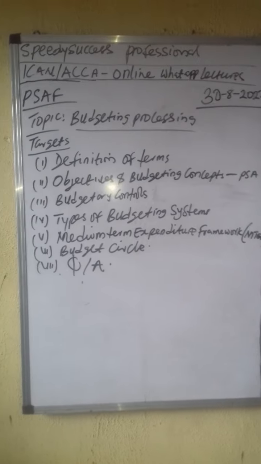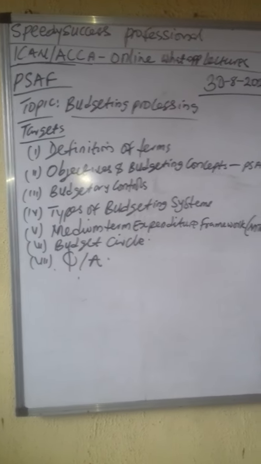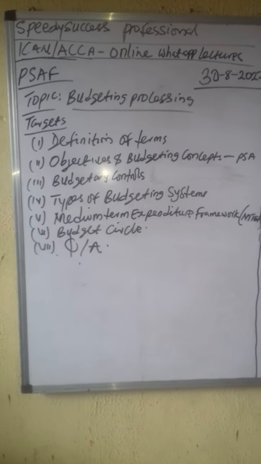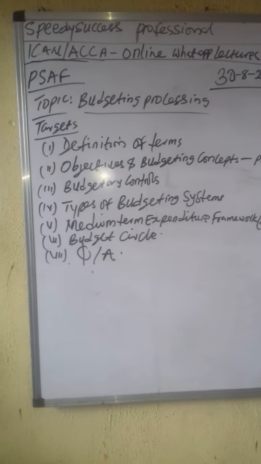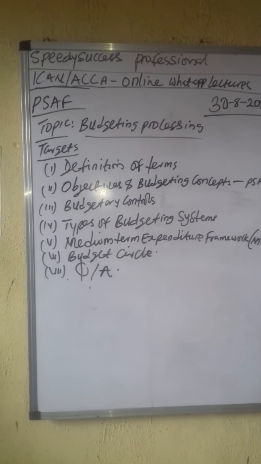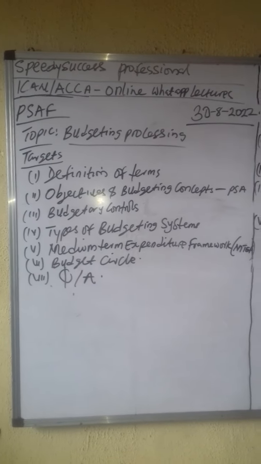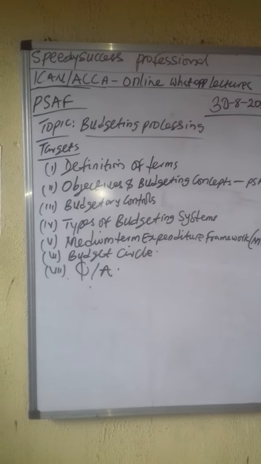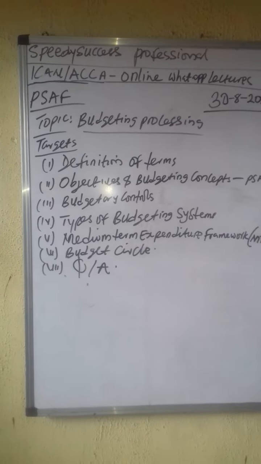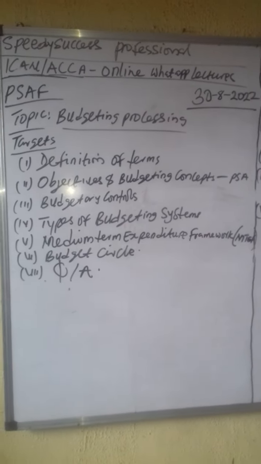I will be discussing budgeting processing. Our topic definitions include definition of terms, objectives, and budgeting concepts in public sector accounting, budgetary controls, types of budgeting system, medium-term expenditure framework, MTEF, and budgeting cycle. And after which we will take illustrations.